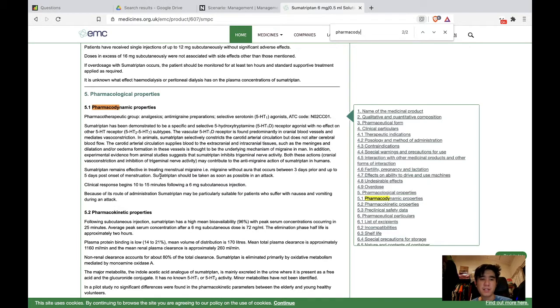Sumatriptan remains effective in treating menstrual migraine, in other words, migraine without aura that occurs between 3 days prior to and up to 5 days post onset of menstruation. Sumatriptan should be taken as soon as possible in an attack. Clinical response begins 10 to 15 minutes following a 6 mg subcutaneous injection. Because of its route of administration, sumatriptan may be particularly suitable for patients who suffer with nausea and vomiting during an attack.